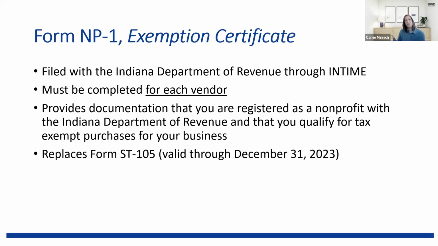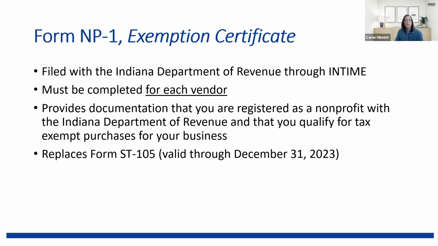But now they made a change. July 1st, 2022, of course, they got to change something. In the past, there's been ST-105, and that's been the form that's filed, and your sales tax exemption that you show your vendors so you don't have to pay sales tax. Okay, that is no longer. Effective December 31st, 2023, in a few weeks here, you can't use that anymore. That gets replaced with Form NP-1, an exemption certificate.